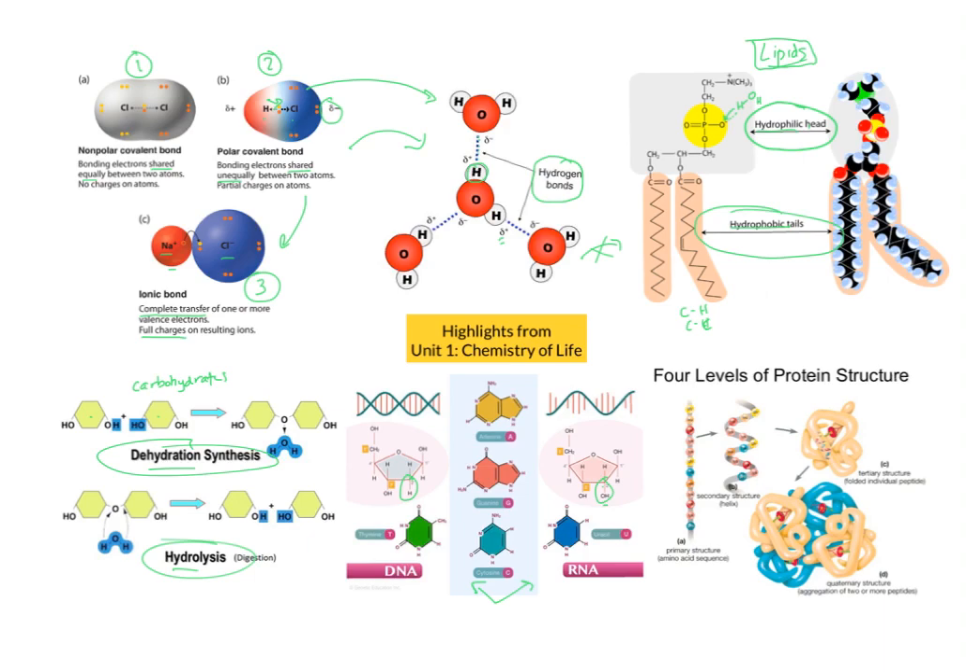And then lastly, we spent a lot of time thinking about the 4 levels of protein structure, primary all the way to quaternary, and thinking about the different types of interactions that occur at those different levels. This happens to be, I think, hemoglobin, demonstrating quaternary structure, which is multiple polypeptides interacting with each other. So again, that was just a very brief overview of Unit 1.